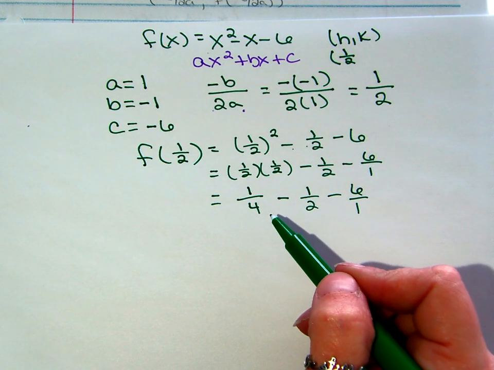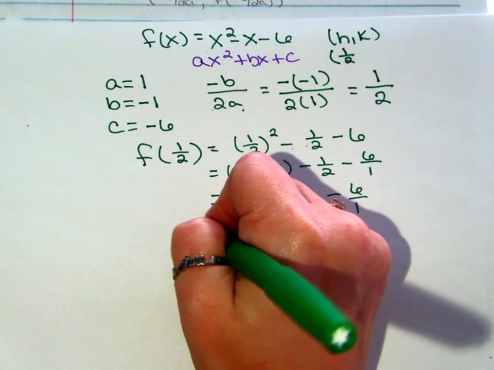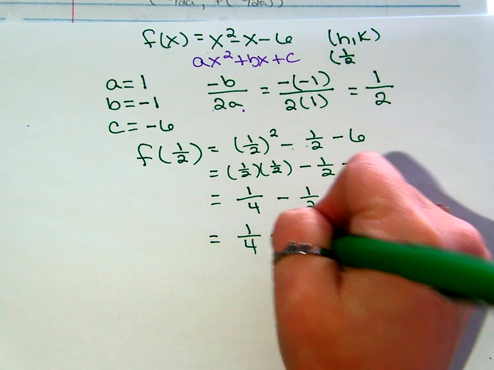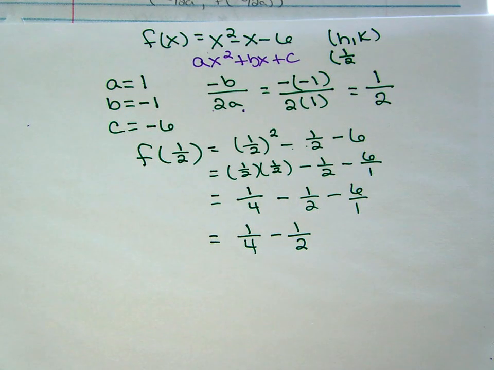In order to get a 4 on the bottom for my 1/2, what do I have to multiply 2 by to get to 4? 2. But if you multiply the bottom by 2, you have to multiply the top by 2.